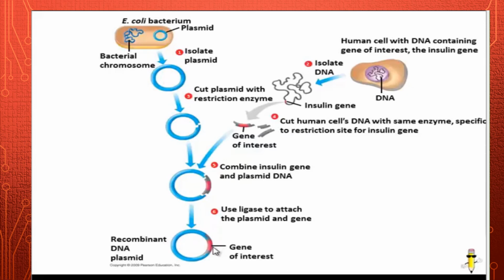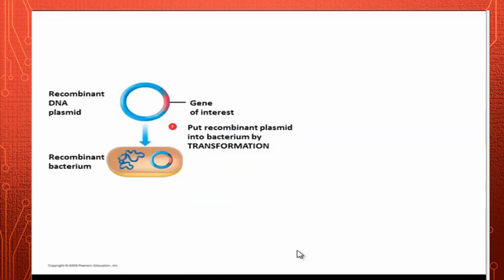Pretty cool, but again, this is useless unless we put it inside a cell so that the DNA can be used to make the protein insulin. So let's do that next. Step number 7, we're going to stick this recombinant plasmid back into the bacterial cell. And this process is known as transformation. Whenever you give a cell new DNA, it's called transformation.